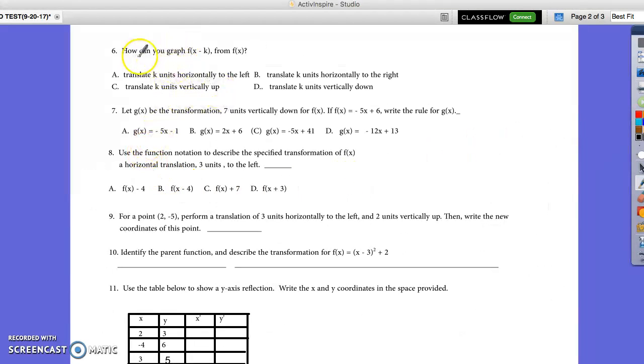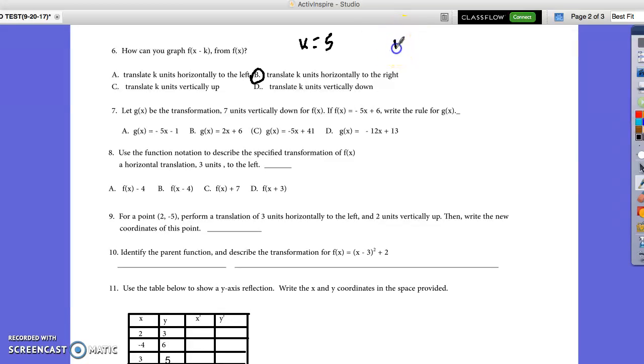Okay, number 6. How can you graph f of x minus k from f of x? Well, you see parentheses, it's going to be either going forward or back. And you know it's backward when it comes to horizontal. So when you see x minus k, where k is some number, k could be 1, k could be 2, k could be 5, k is just some number. So it's horizontally. Would it be to the left or would it be to the right? You said it right. It's going to be to the right, x minus k, in parentheses, to the right by k units. So this would be this one.